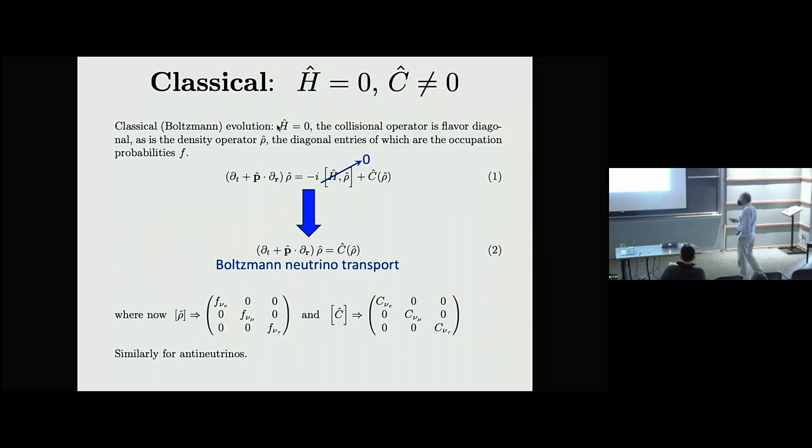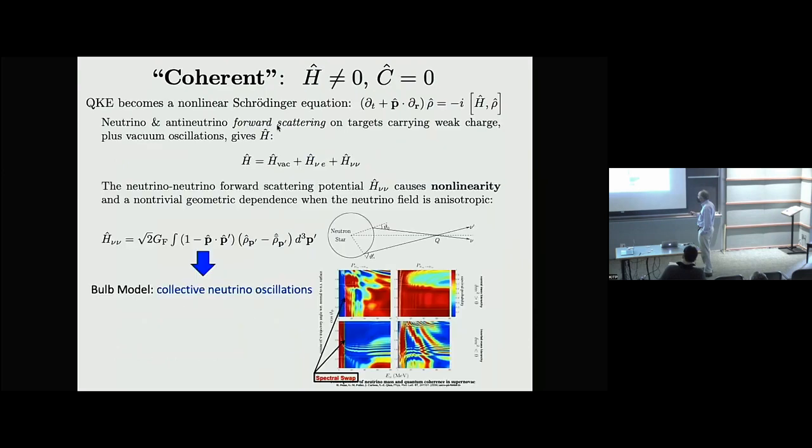So the first thing you can imagine is a classical calculation where you ignore quantum coherence entirely. Okay, so this is Boltzmann neutrino transport, and it would look something like this. Historically, what we did first is consider a purely coherent case where we turned off all collisions and just kept that one term, a Hamiltonian in the coherent case that has vacuum oscillations, neutrino-electron forward scattering contributions, and then this one, neutrino-neutrino forward scattering. That's what causes the nonlinearity in this problem.